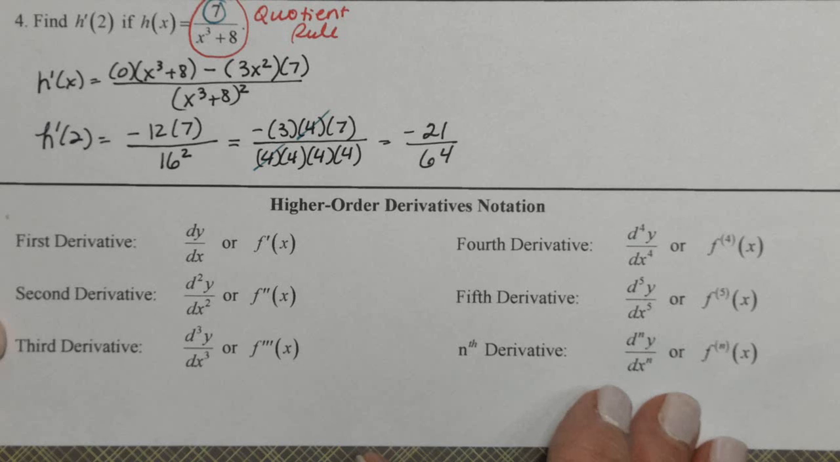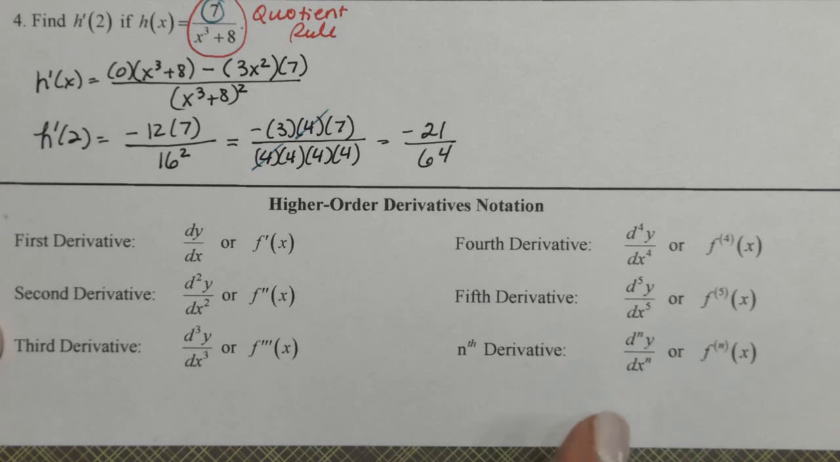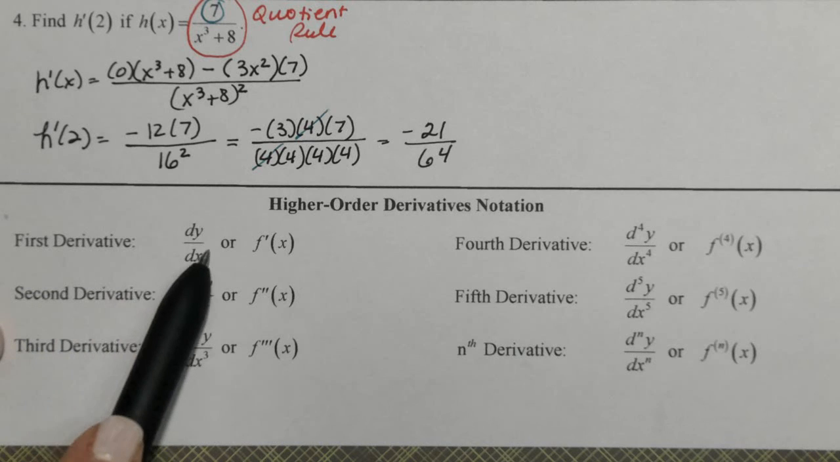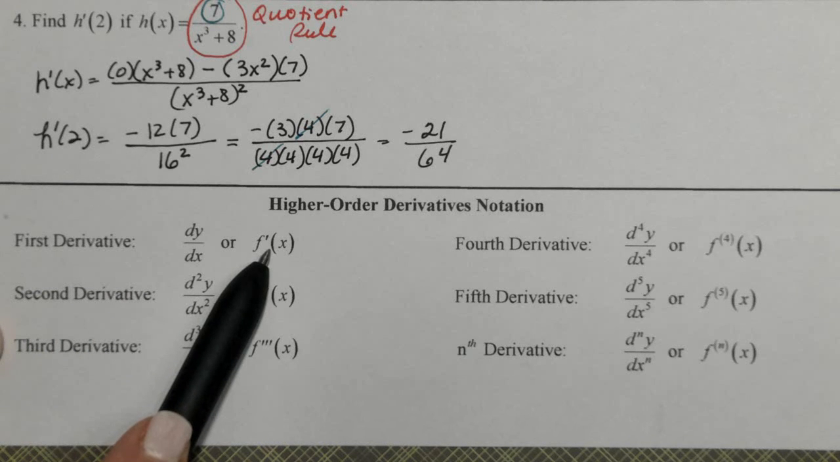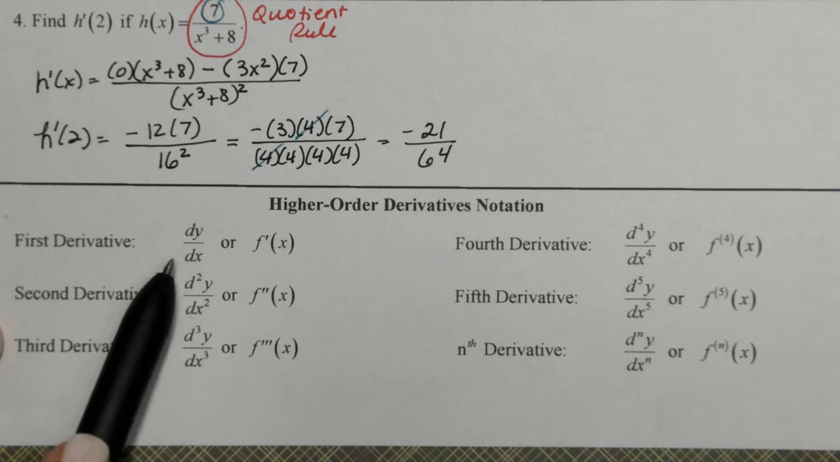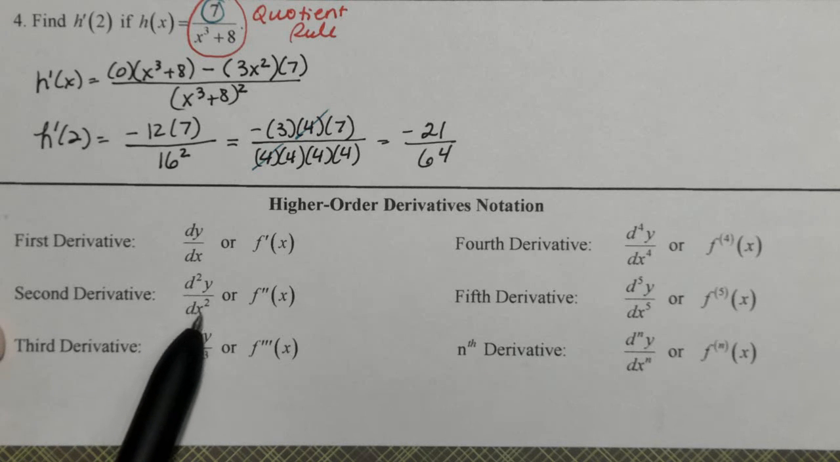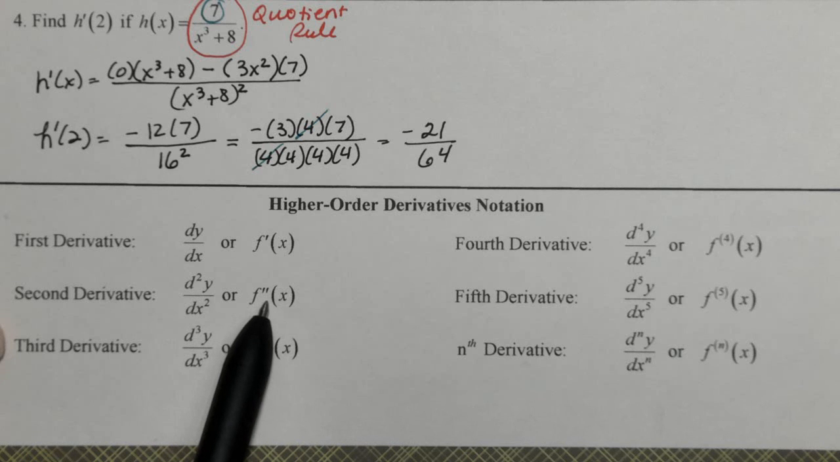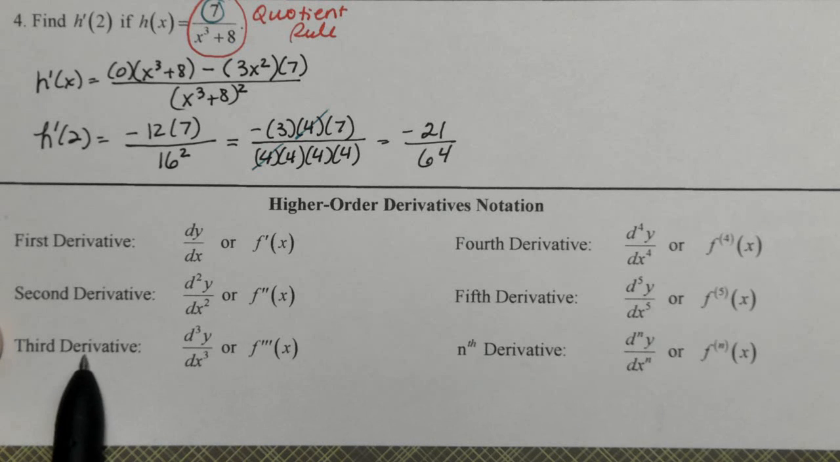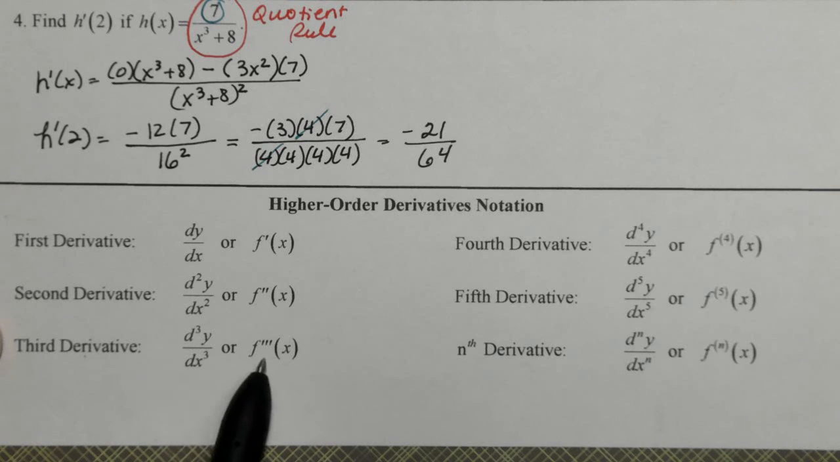A word about higher order derivatives notation. The first derivative we can write as dy/dx or f prime. If you take the derivative of the first derivative with respect to x, you get the second derivative, which is the second derivative of y with respect to x, also known as f double prime. If you take the derivative of the second derivative, you get the third derivative. These are both notations for the third derivative. And I would pronounce this f triple prime. This is the third derivative. This is f triple prime.